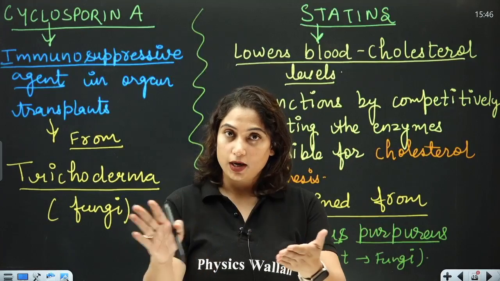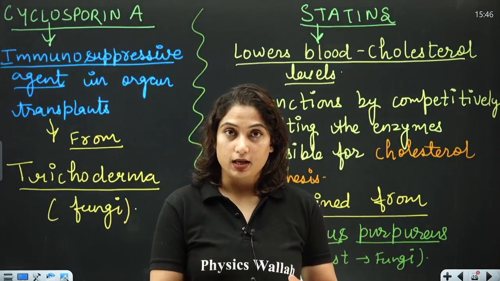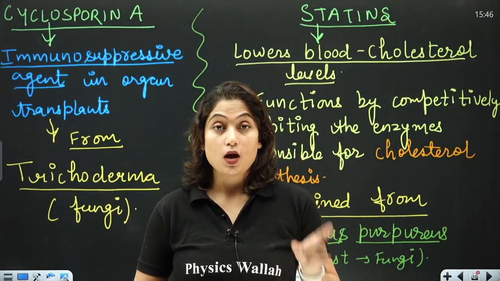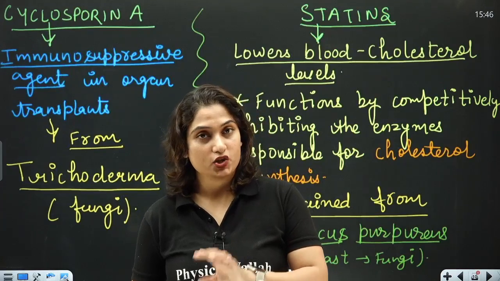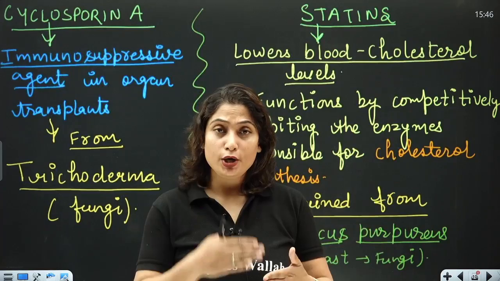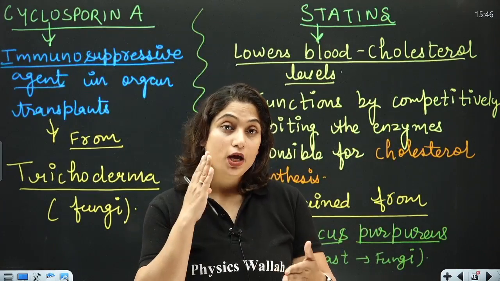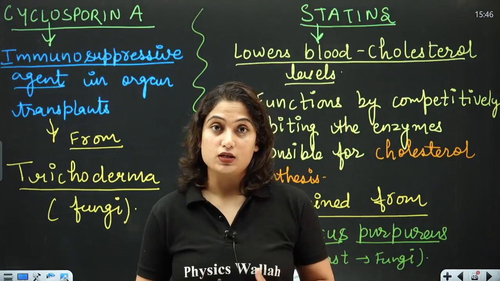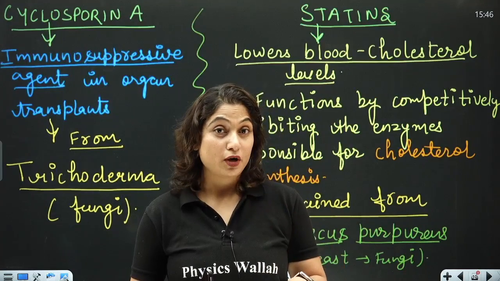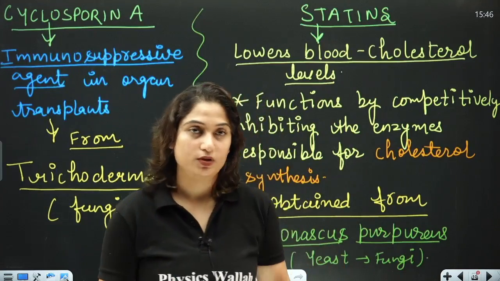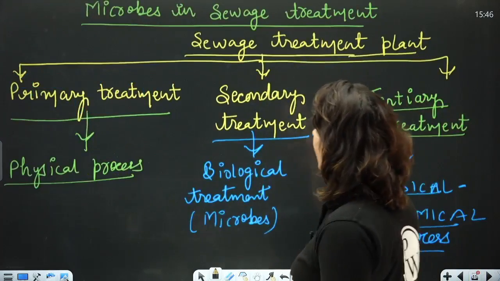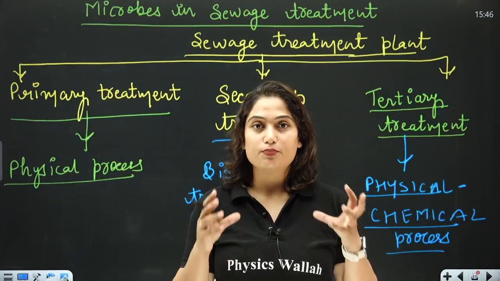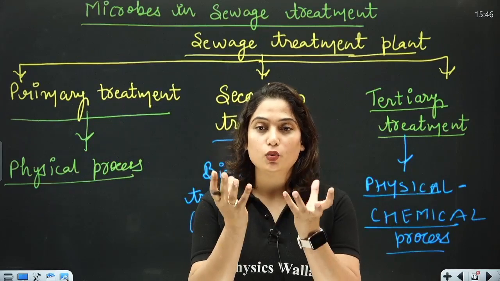Okay, Monascus purpureus. So look into my eyes and learn with me. Streptokinase removes blood clots. Obtained from bacteria, name Streptococcus. Cyclosporin A, immunosuppressive agent, obtained from fungi, name Trichoderma. Statins reduce blood cholesterol level. How? By showing competitive inhibition with the enzymes that are helpful in the synthesis of cholesterol, and obtained from fungi, name Monascus purpureus. Now, how are microbes used in sewage treatment? What is sewage? A sewage is a polluted water body, right?